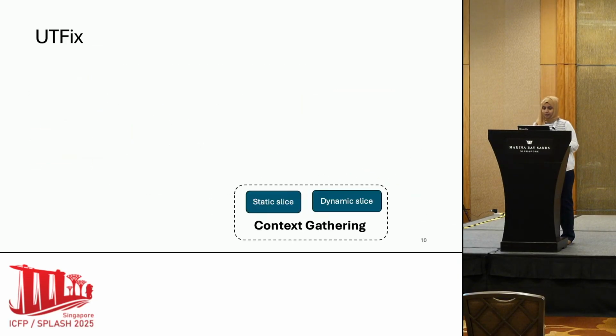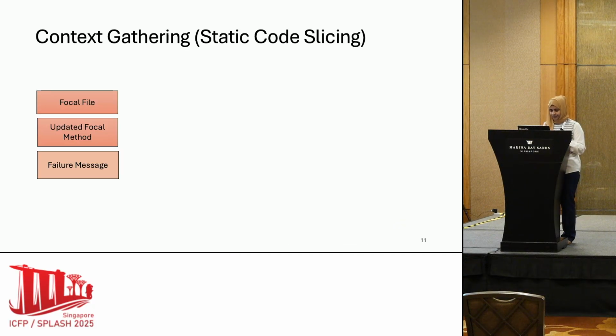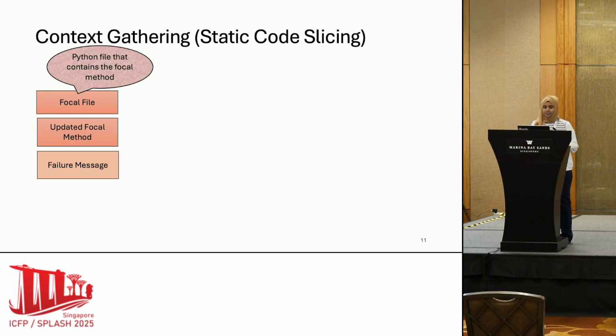Now I'll talk about how the context gathering works. Here we have two processes: one is static code slicing and the other is dynamic code slicing. For the static analysis, we depend on the focal file. The focal file is the file that contains the focal method.